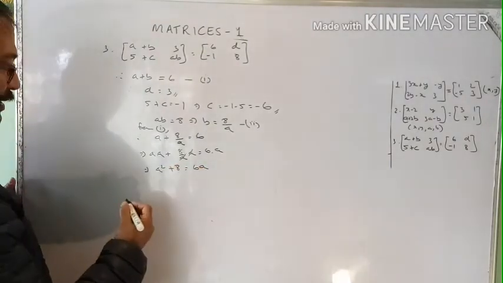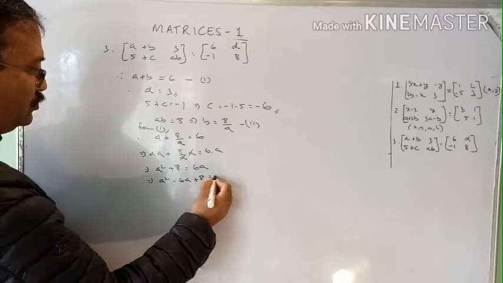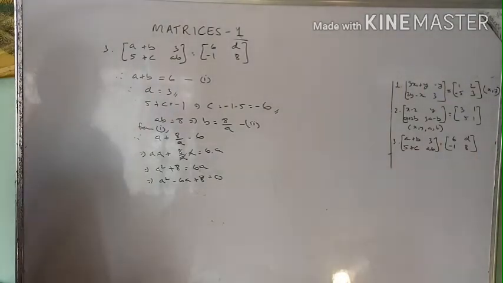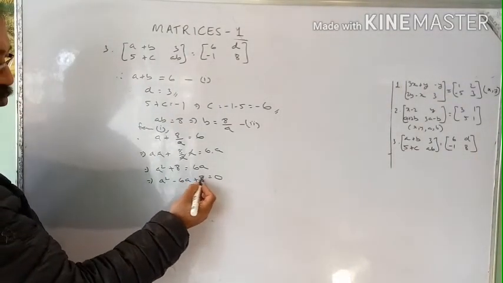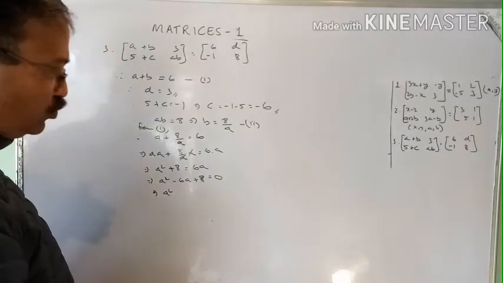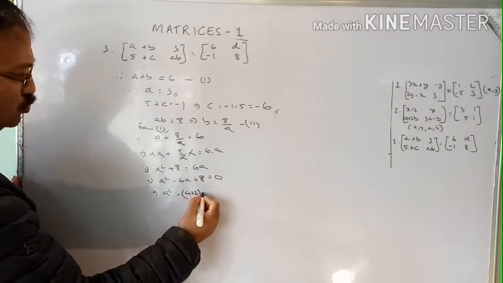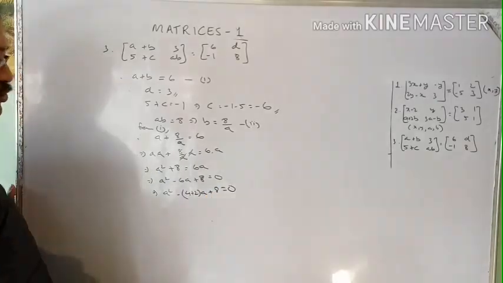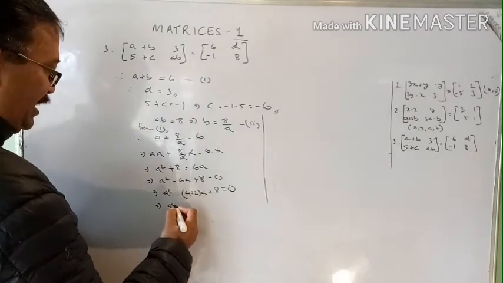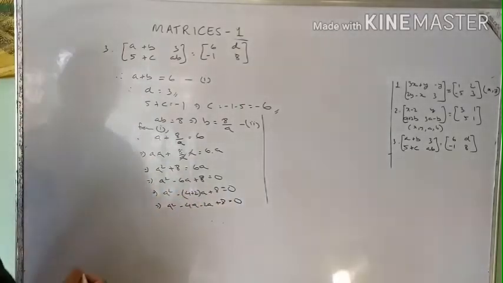Bring it to the LHS. It's a trinomial: a square minus 6a plus 8 equal to 0. So we break up the middle term, as you have learned in quadratic equations. Factorize 8: 4 and 2, and 4 plus 2 is 6. So a square minus 4a minus 2a plus 8 equal to 0. There are two negative and two positive, so it's fine.